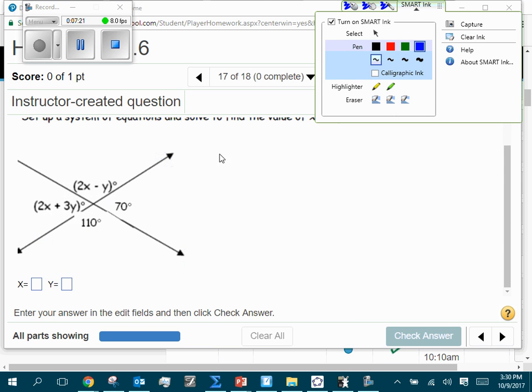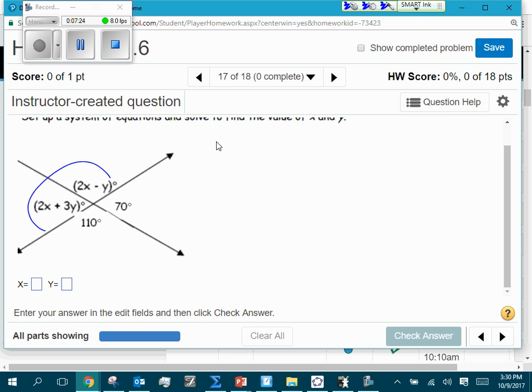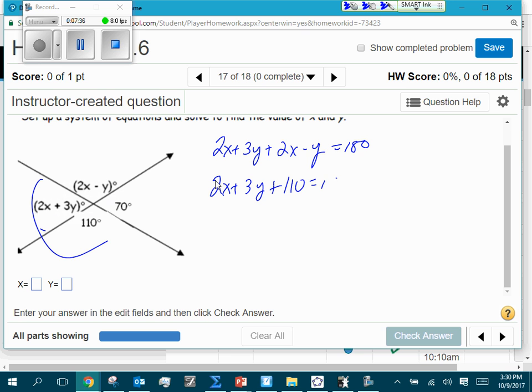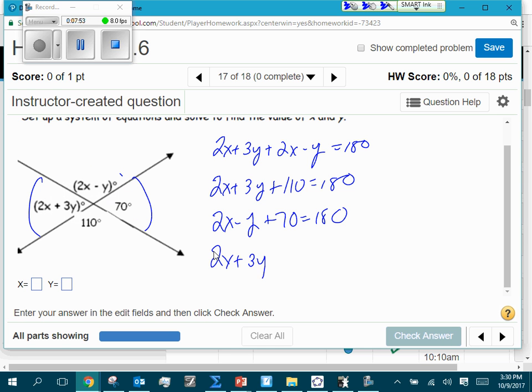You could say those two are supplementary, so 2x plus 3y plus 2x minus y equals 180. You could say that these two are supplementary, so 2x plus 3y plus 110 equals 180. And hopefully you can start going around, maybe set those two equal to 180, 2x minus y plus 70 equals 180. We've got the idea that these two are vertical, so we can say 2x plus 3y equals 70, and then we could say these two are vertical, and that gives 2x minus y is equal to 110.